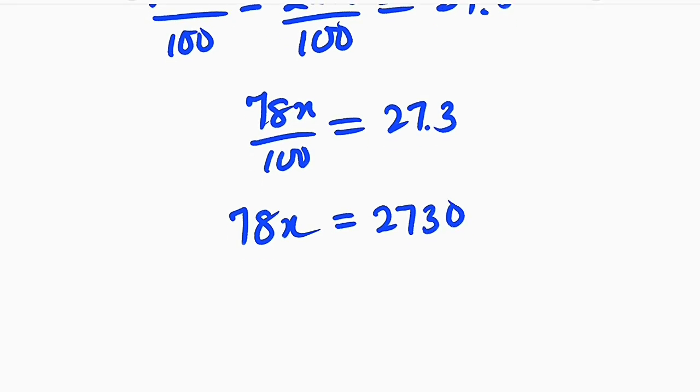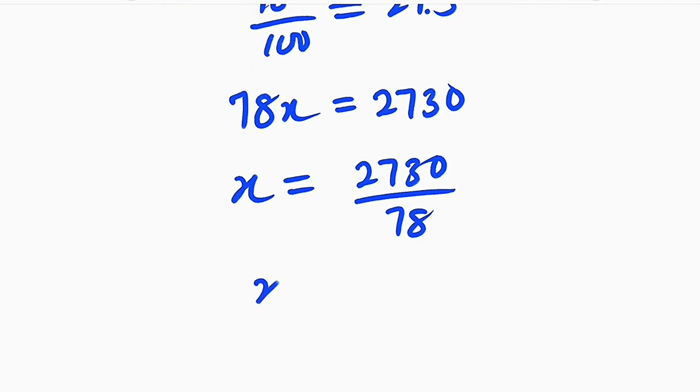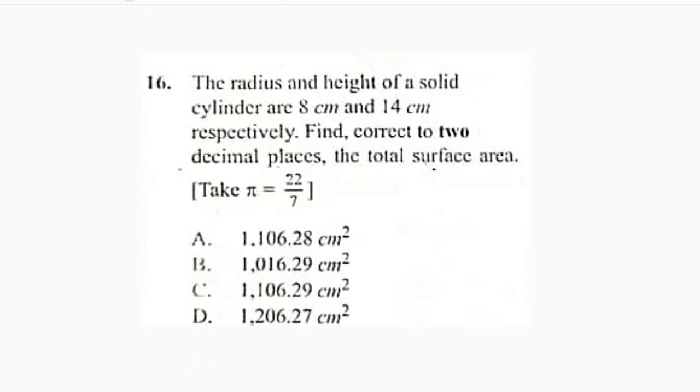If you multiply both sides by 100, you have 78x equal to 2730. And finally, we divide both sides by 78. 2730 divided by 78. And this is finally equal to 35. And remember that this is the original price before it was depreciated. 35, which is option D. All right, here is question number 16. The question reads, the radius and the height of a solid cylinder are 8 centimeter and 14 centimeter respectively.